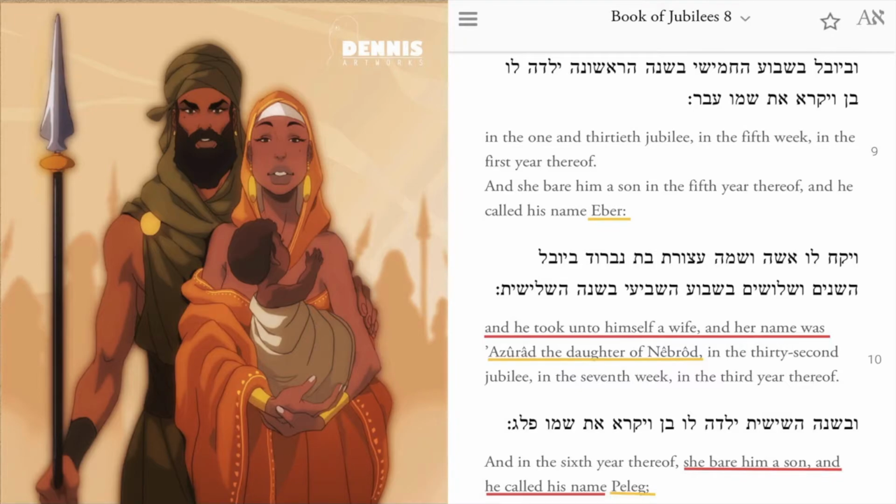As the book of Jubilees says, Eber took unto himself a wife, and her name was Azurad, the daughter of Nimrod, and she bare him a son, and called his name Peleg.